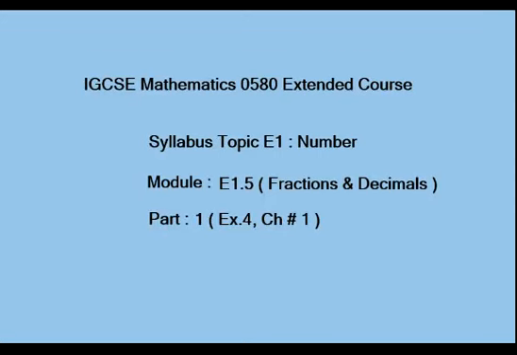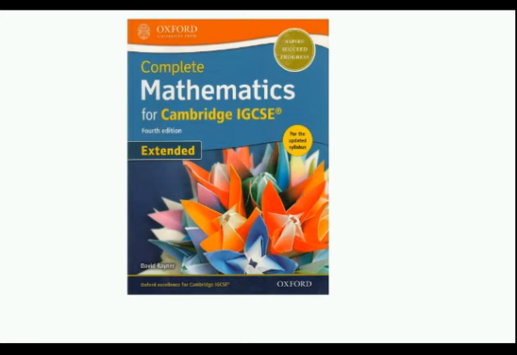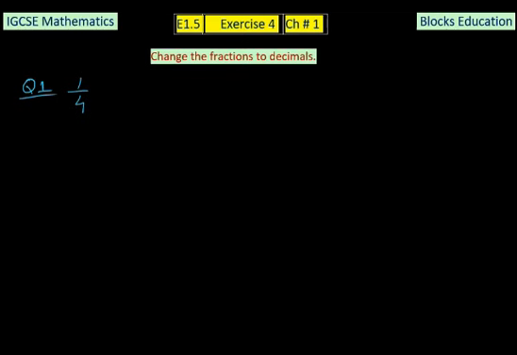Hello and welcome to IGCSE Mathematics 0580 extended course, syllabus topic E1 number, module 1.5, which is about fractions and decimals, and this is part 1, and we will be solving exercise 4 of chapter number 1. And we are using Complete Mathematics for Cambridge IGCSE extended course written by David Rayner. Okay, so let's start with the exercise 4 of chapter number 1.